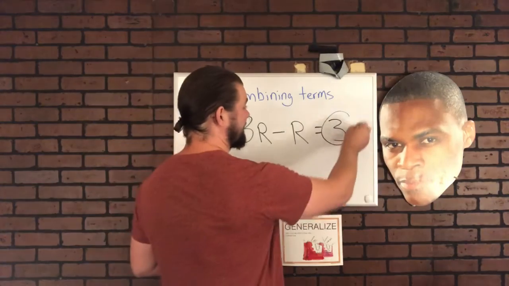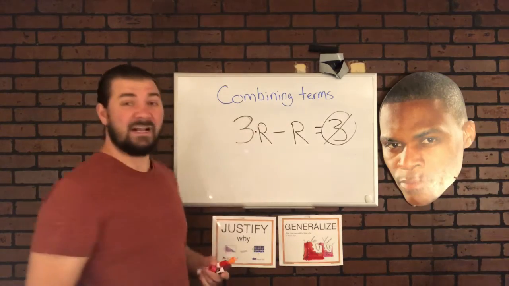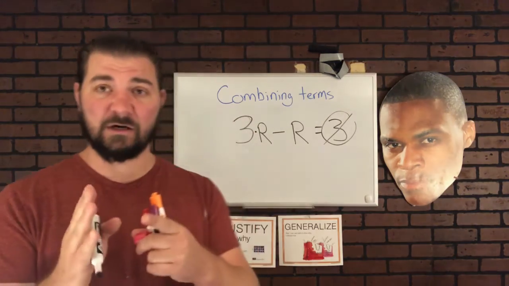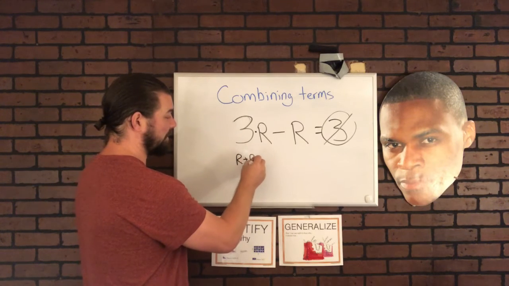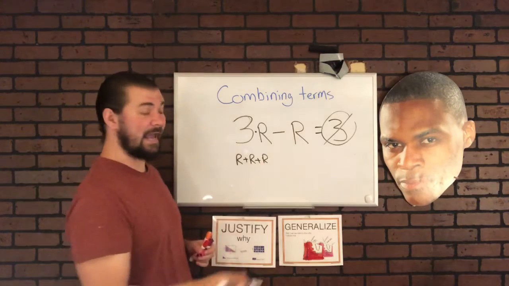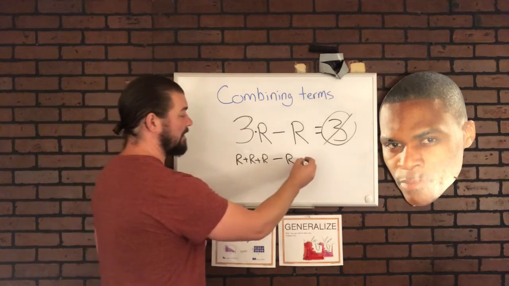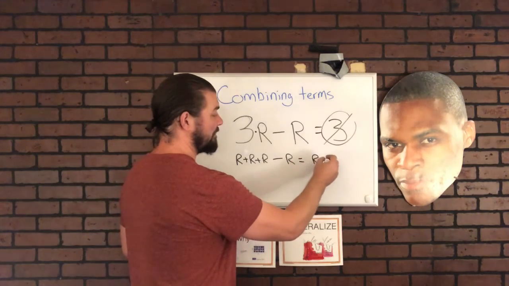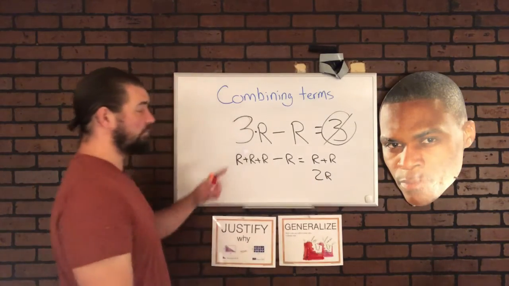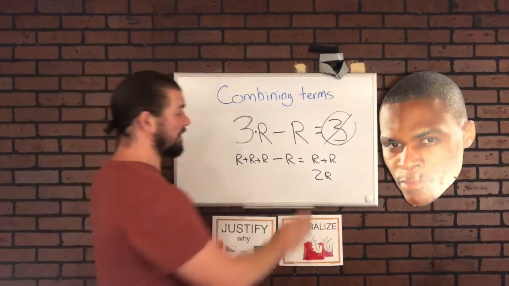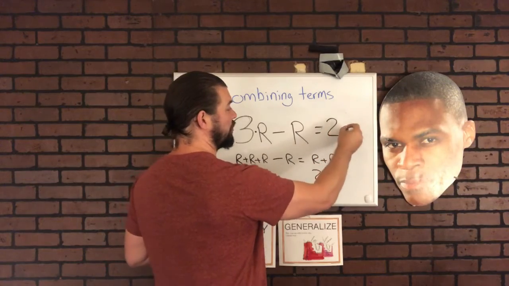Well, this is not really what's happening here. This is incorrect logic. We have to remember that this means 3 times R, and this means I have 3 of these R's. So I really have R plus R plus R, and now I'm taking away R, so I have 3 R's, and I take one away, I'm left with R plus R, or 2R. So really, 3R subtract R shouldn't be 3. It's really going to be 2R.